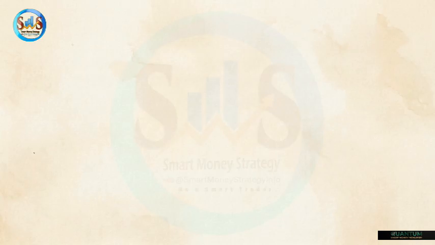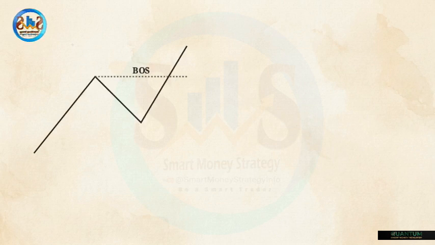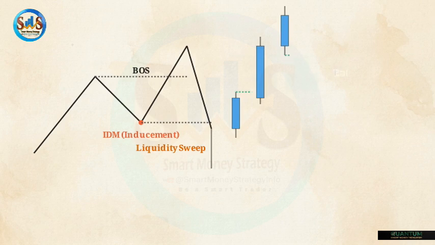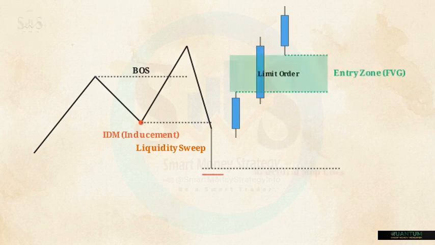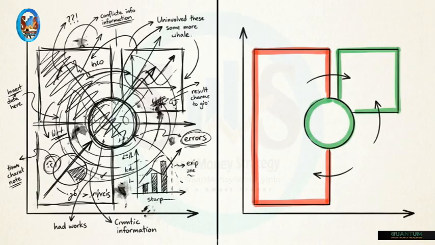The institutional trade flow is a 4-step sequence. Identify the IDM trap, wait for the sweep, enter at the confirmed fair value gap, and place a structural stop. This sequence transforms a discretionary guess into a repeatable, mechanical execution based on chart structure.